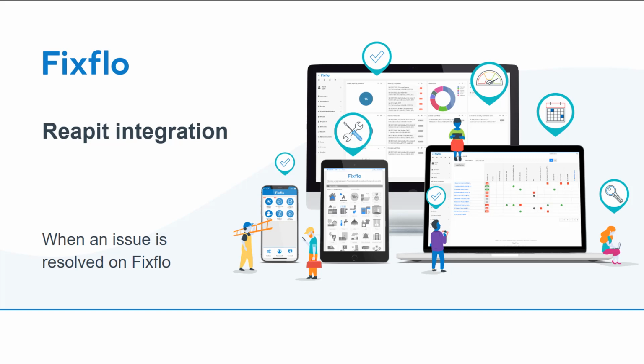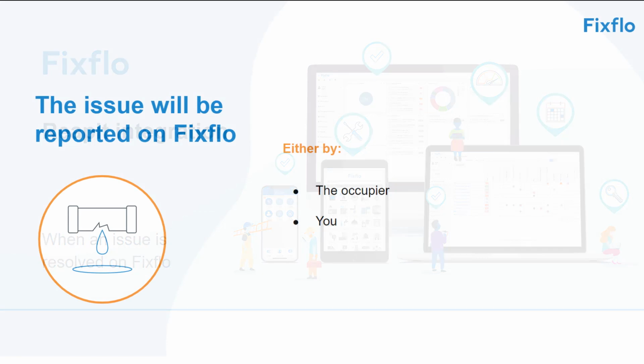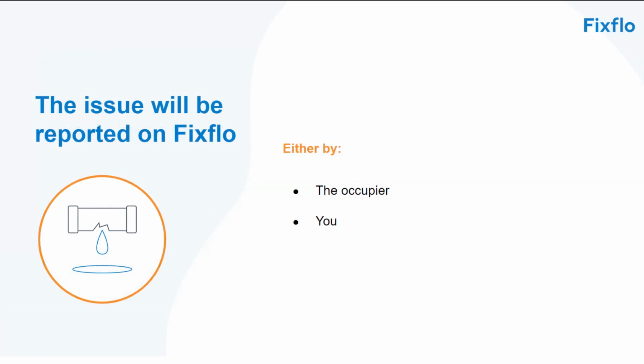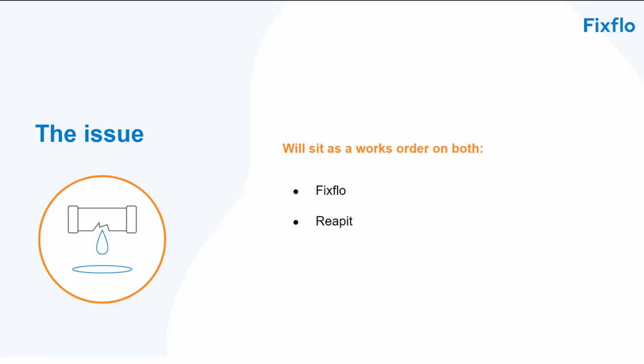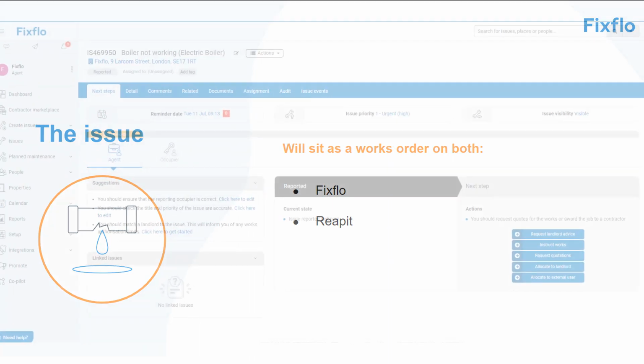This short video will show you how the advanced integration works between Fixflo and Reapit when an issue is resolved using the Fixflo workflows. The issue will be reported on Fixflo either by the occupier, or alternatively you will raise this for them. Both the agent and the occupier will receive an email at the time that the issue is reported. The issue will then sit both on your Fixflo site and on Reapit as a works order.